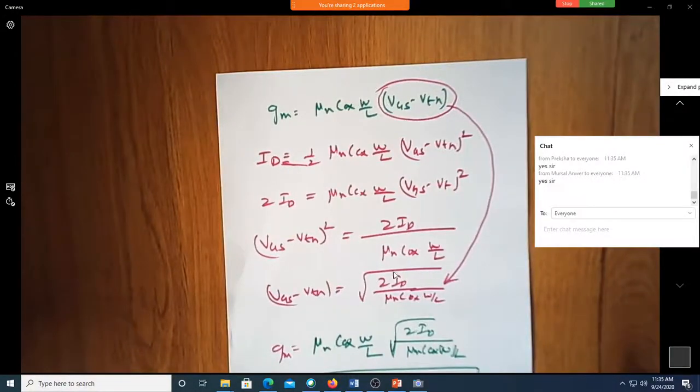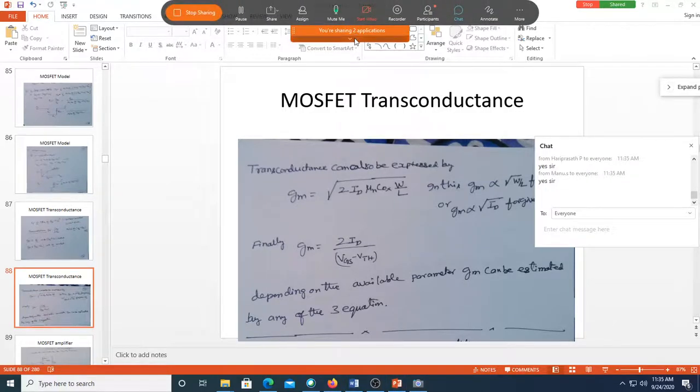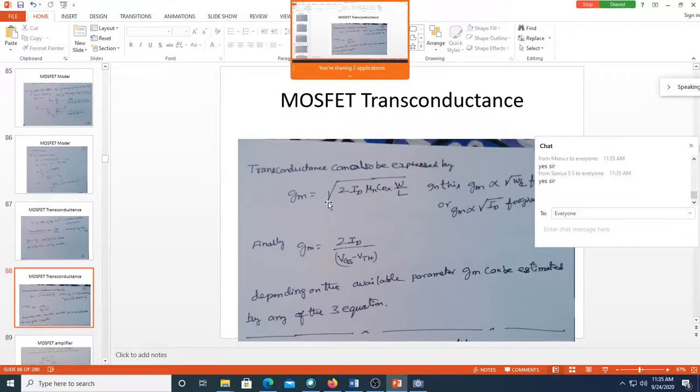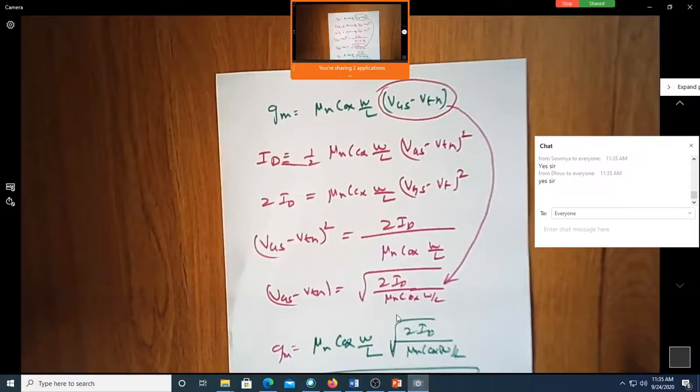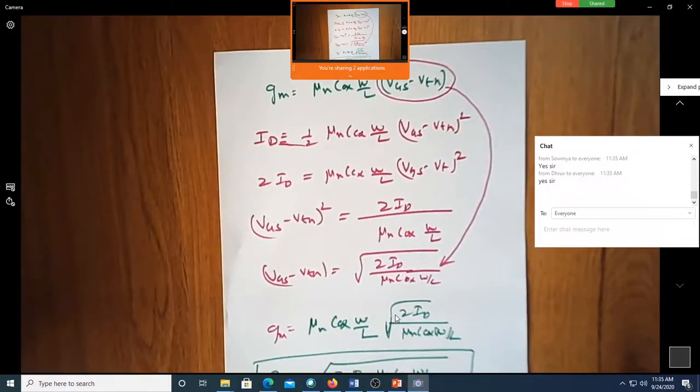You can see this is exactly the one what I've written here. Can you see that this is 2ID? Is it visible? Yeah. So only the PPT is visible. Okay, GM is given by under root of 2ID mu n Cox into W by L. This is what is expected, and that's what I'm getting here. All of you just write it once in your note. Just say, did you people get it or not? So I'm just looking at your answers.